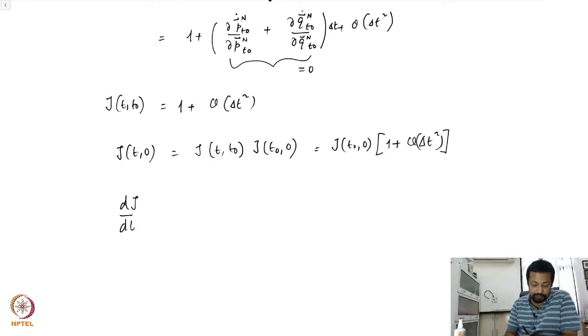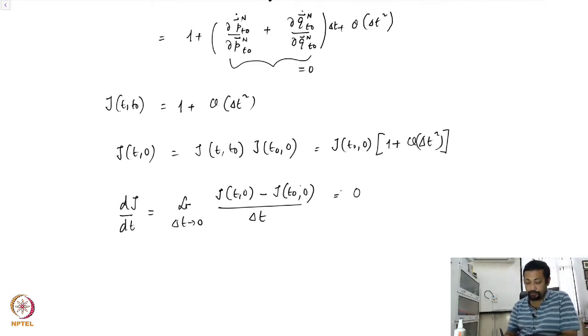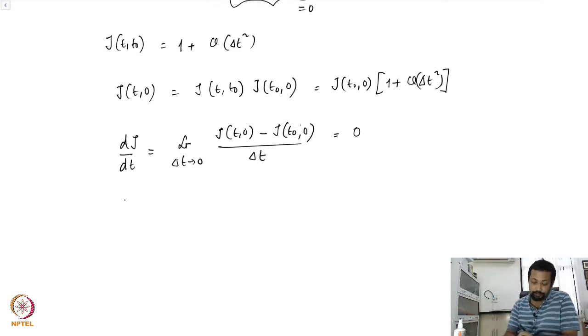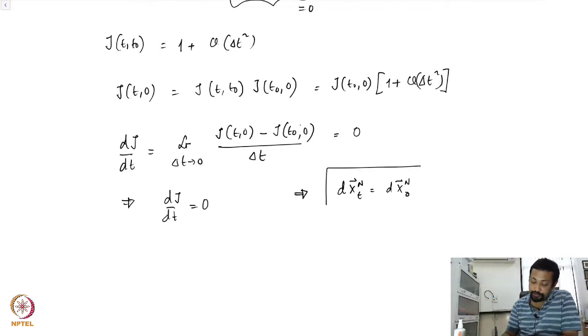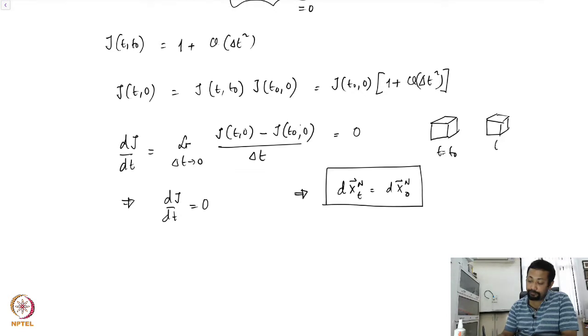So dJ/dt is equal to the limit of delta t to 0 of J(t+Δt, t) minus 1 over Δt, which is going to be 0, right? Therefore, it follows that dJ/dt is 0, which would imply that d of xn comma t is the same as d of xn comma 0. Therefore, the volume element that you considered at t equal to t naught and at t equal to t are the same.